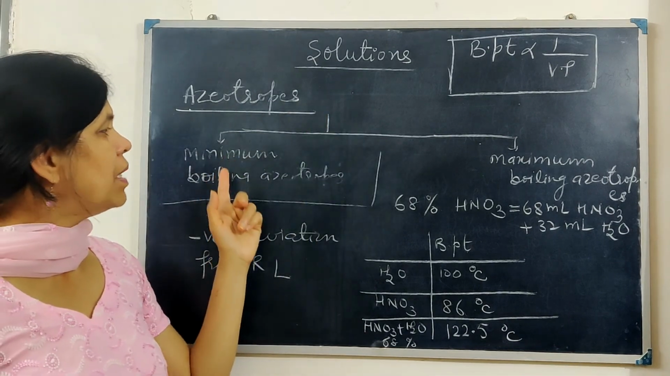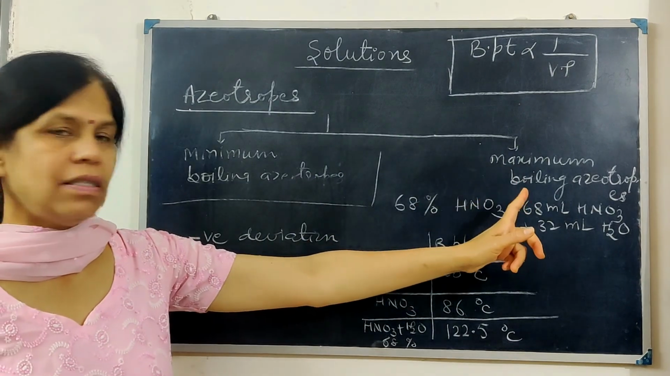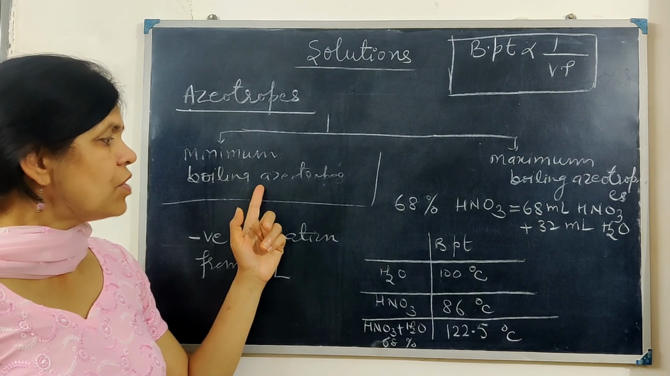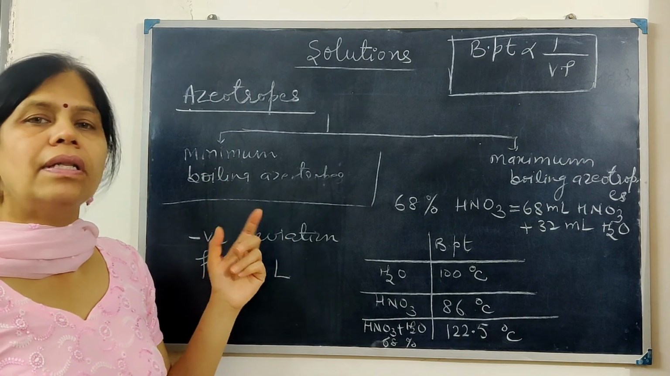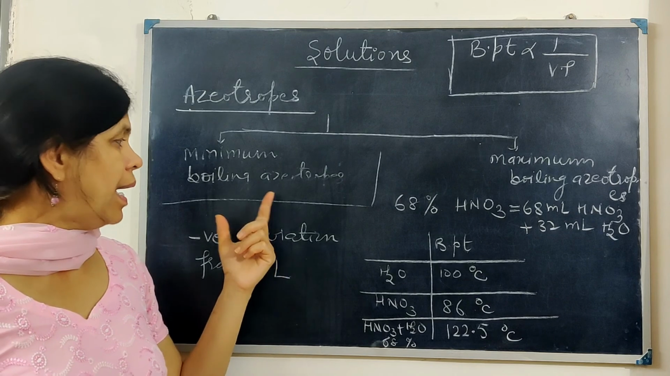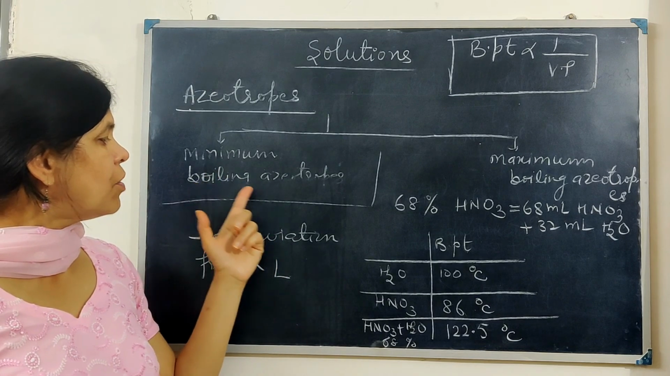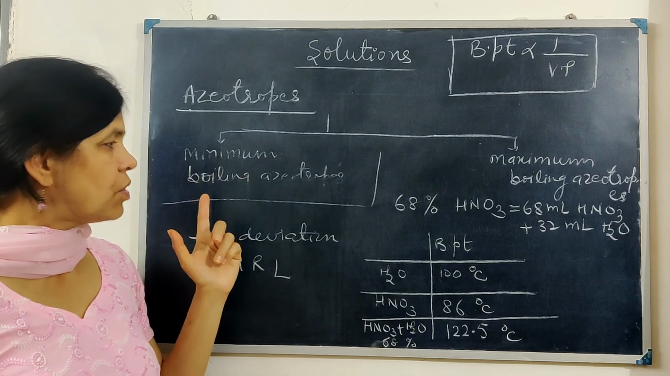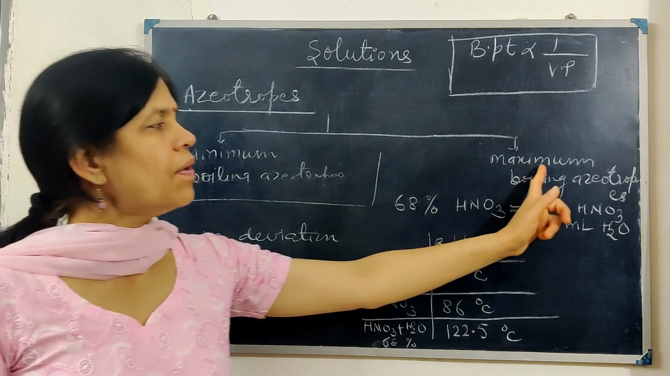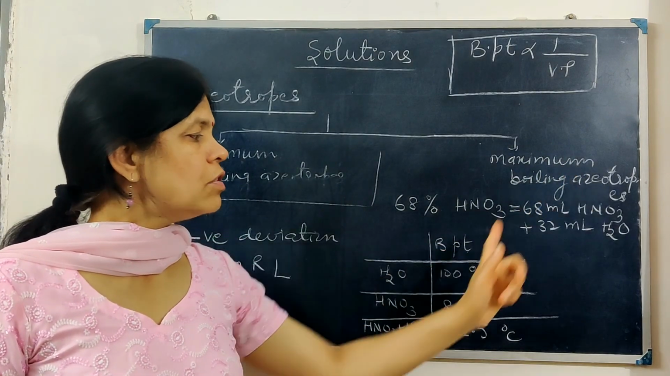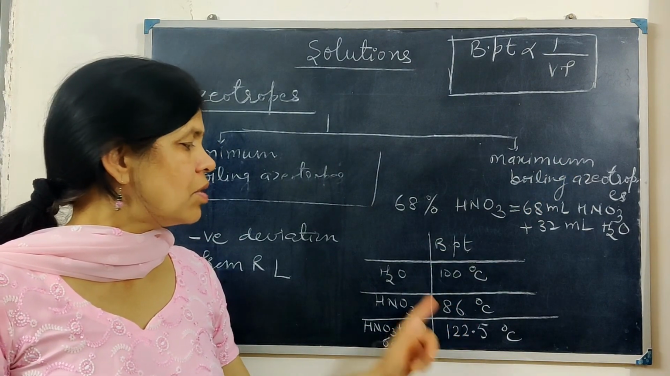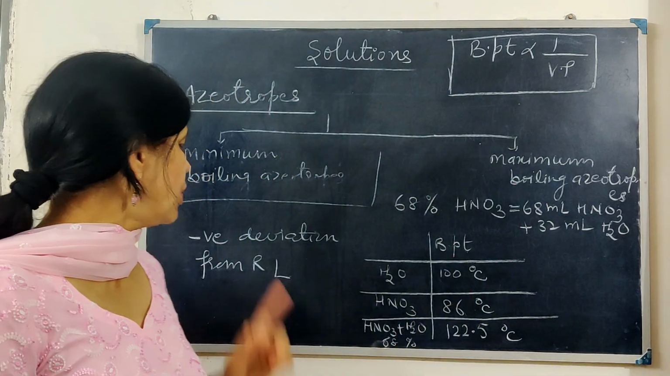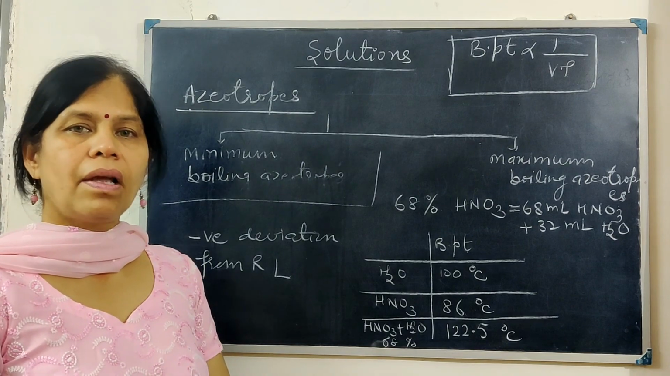Azeotropes are of two types, minimum boiling azeotrope and maximum boiling azeotrope. Minimum boiling azeotropes are those which boil at a much lower temperature than their individual components, and they will be shown by those solutions which show positive deviation from Raoult's law. Whereas maximum boiling azeotropes boil at a much higher temperature than the individual components, and of course this will be shown by those solutions which show negative deviation from Raoult's law.